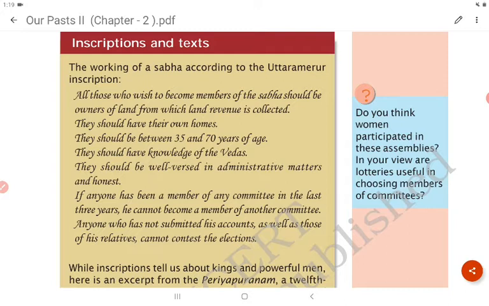Do you think women participated in these assemblies? In your view, are lotteries useful in choosing members of committees?